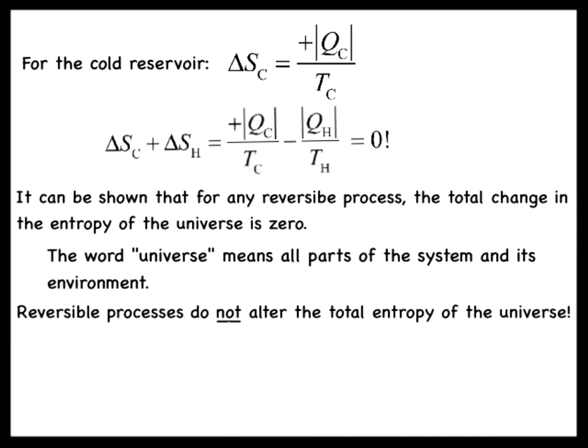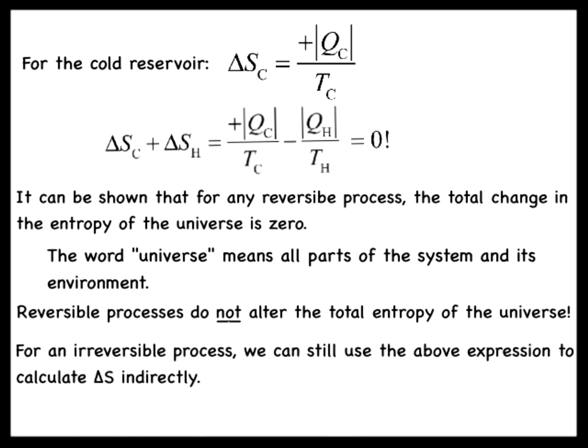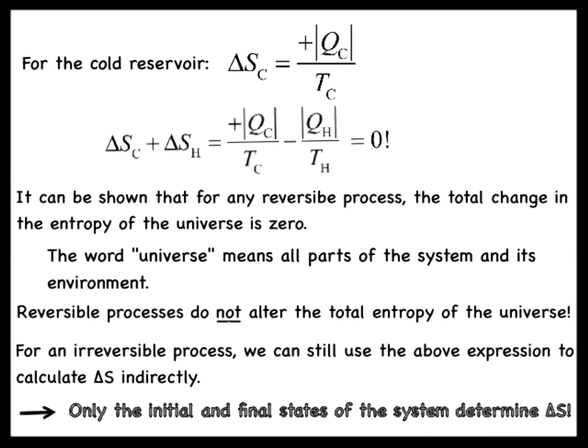Now, if the process is irreversible, then this expression for delta S does not apply directly. However, if a system changes irreversibly, we can use this expression to calculate delta S indirectly. Imagine a hypothetical reversible process that causes the system to change between the same initial and final states. The value obtained for delta S also applies to an irreversible process, since only the nature of the initial and final states, and not the path between them, determines delta S.